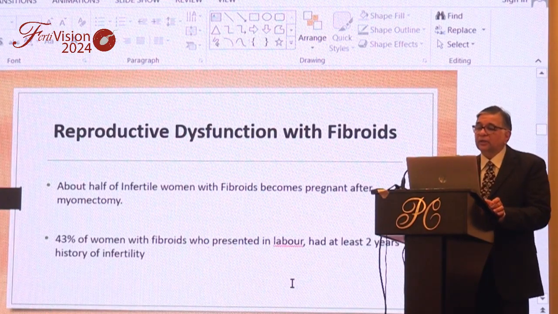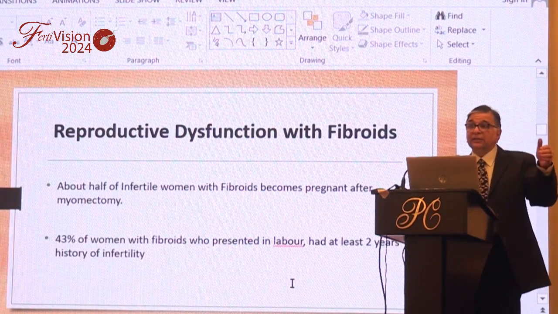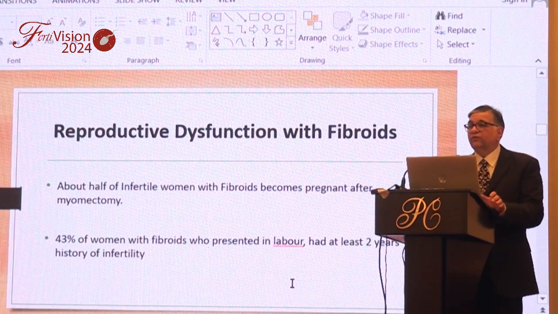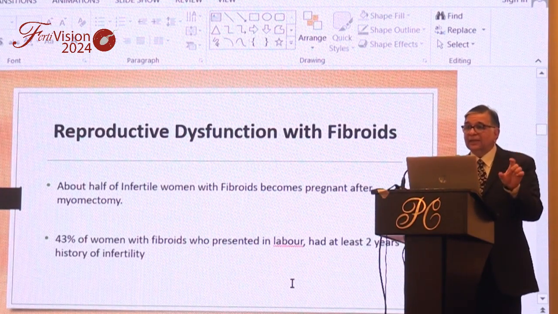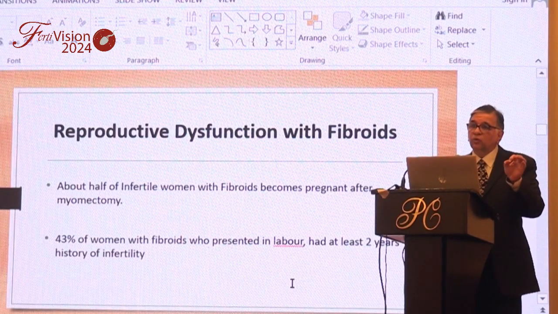And if we look at the patients entering the labor ward who had fibroids, quite a few of them had at least 2 years of infertility preceding. So fibroids do cause infertility, and in a sizable number, the treatment of fibroids results in fertility.